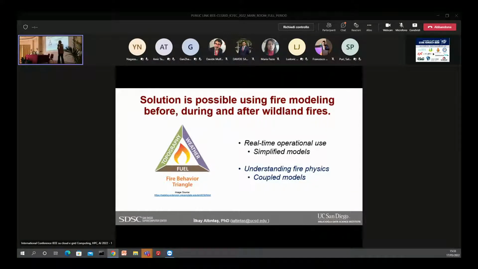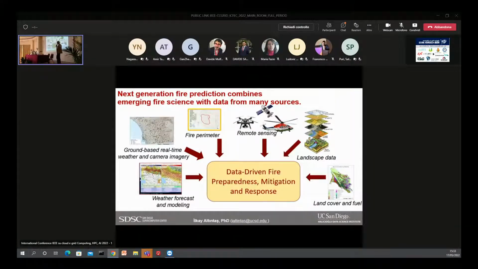So real-time operational use is one use of fire modeling, and also understanding fire physics and building mitigation preparedness systems based on what we think these fires will look like is another part of it. These are different time scales, but what you need to know is if you know about weather, fuel, and environment, landscape, topography, for instance, you can model these fires with different techniques. Some of them are more computationally intensive, some of them are less.